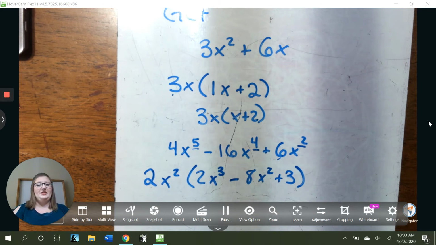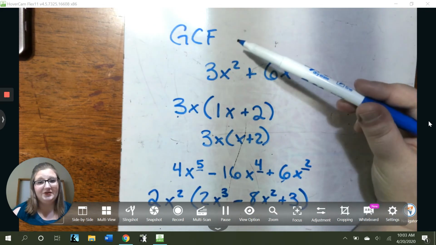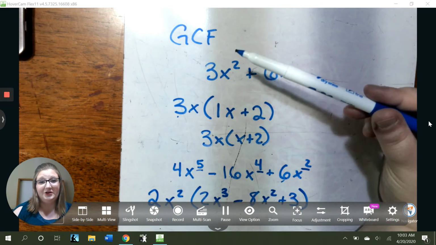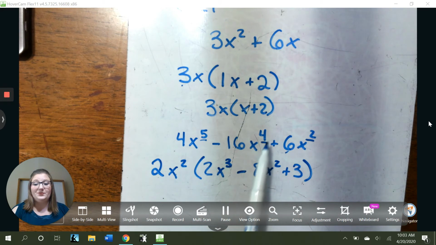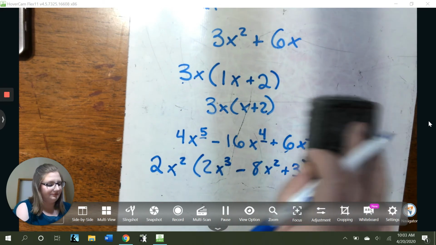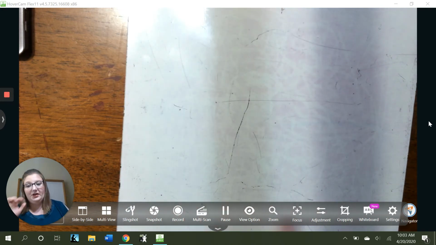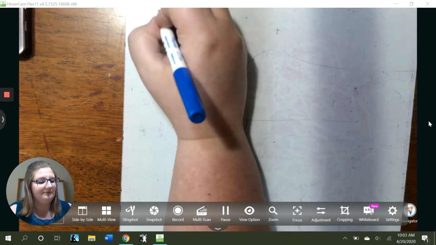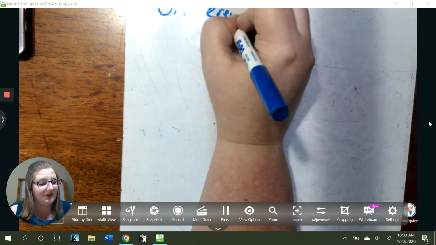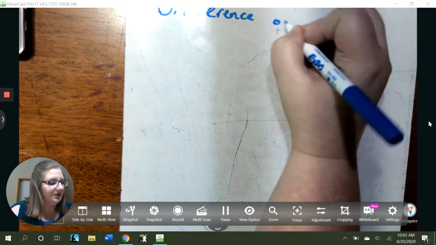All right, so that was using the method of factoring by the greatest common factor. And that's what we can use for any expression as long as they have a factor in common. And then the next method we're going to look at is going to be the difference of squares method. And that's going to be the only other method we look at for today.